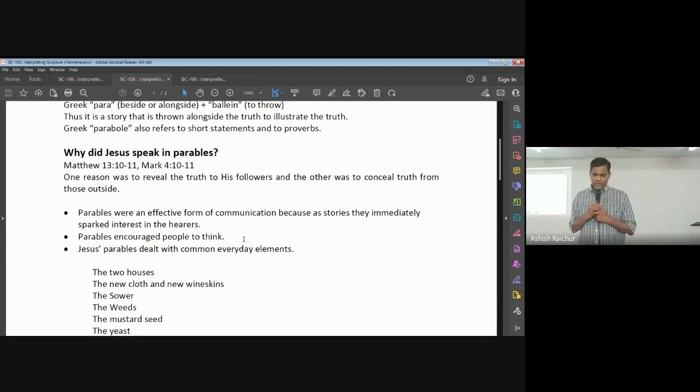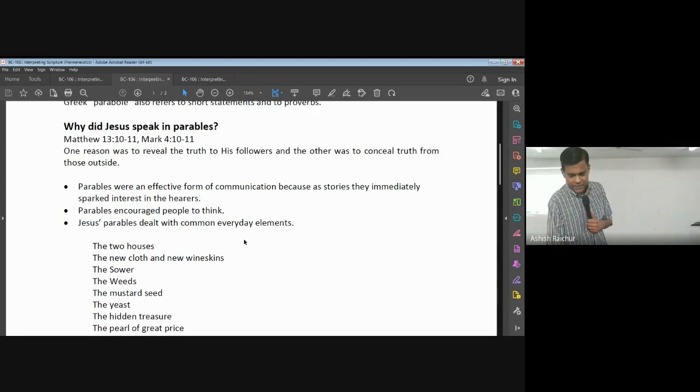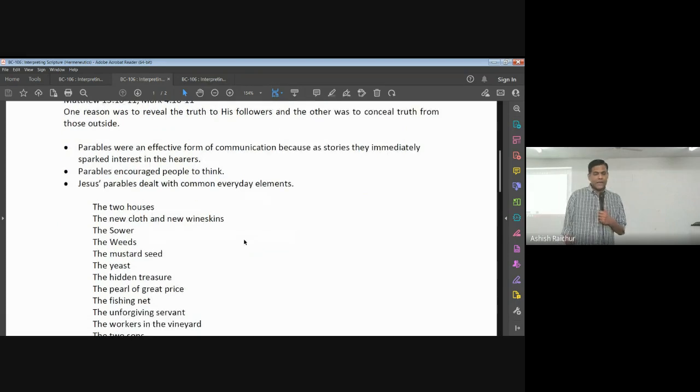And it's perfectly fine if we do something similar. So parables were an effective form of communication. They got the attention of the hearers. They encouraged people to think about it. You think about the story, and it then would lead them to the truth. So if you look at the parables, the stories Jesus used, there's so many. We just listed some of them here, about the two houses, one house built on the rock, one house built on the sand. So very, very simple. They can all understand it.